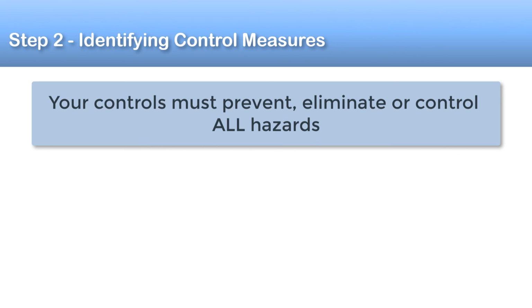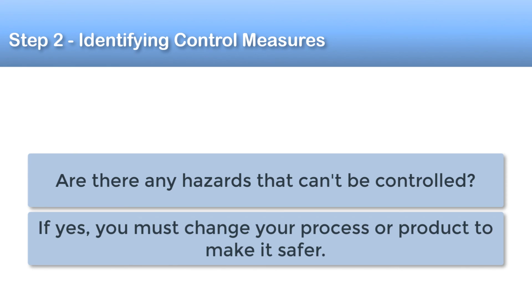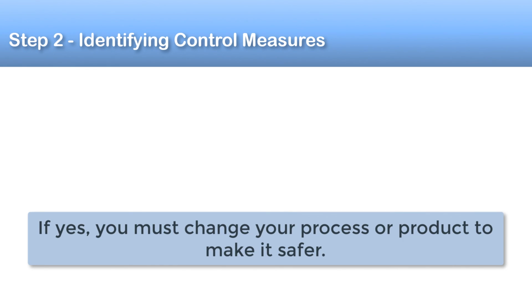It's important that all the control measures you put in place will prevent, eliminate, or control the different hazards you've identified. You'll also need to determine if there are any hazards that cannot be controlled in your facility. If a hazard that will make people ill cannot be controlled or eliminated, you will need to change your process or your product.